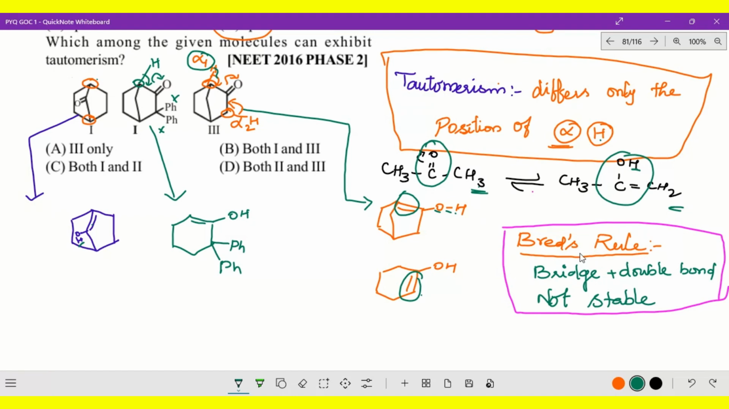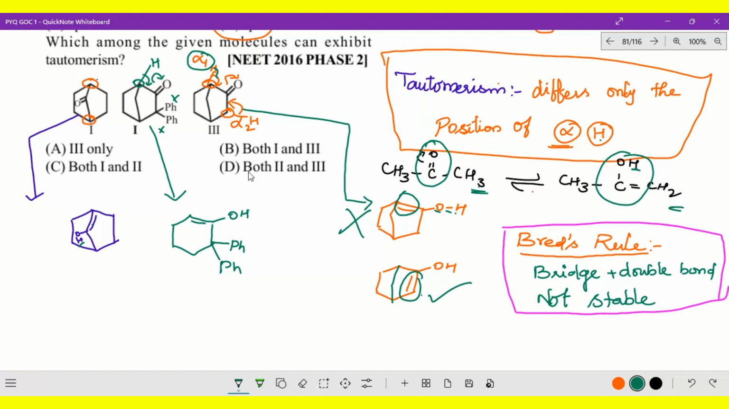Generally here, Bredt's rule, what is it telling? This is a bridge, right? So this side it's a bridge. So the bridge plus a double bond, it is not stable. Whereas here, the bridge and the double bond are not at all connected, so this is stable. So which is the correct option? Third option only it is correct.